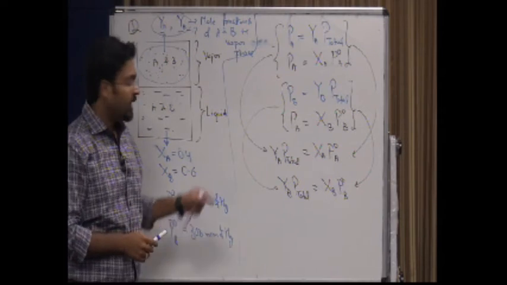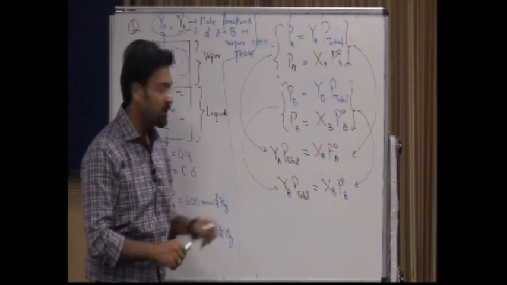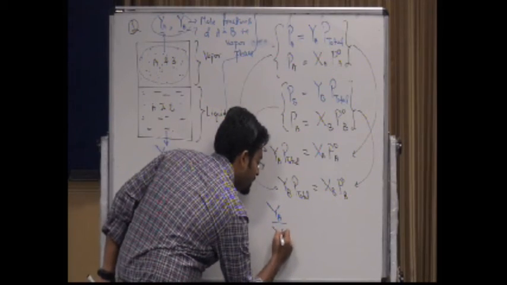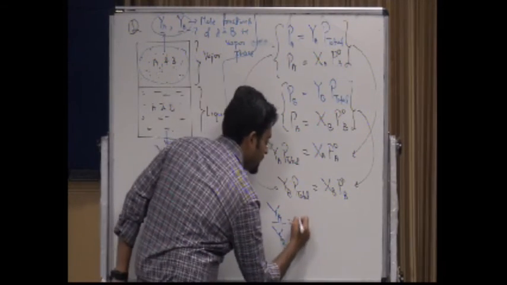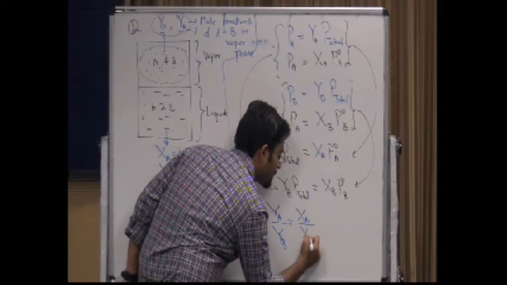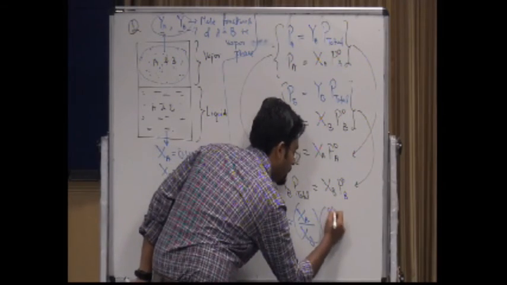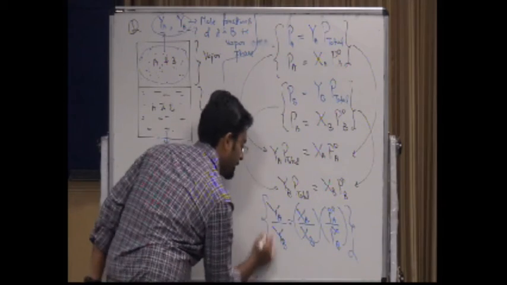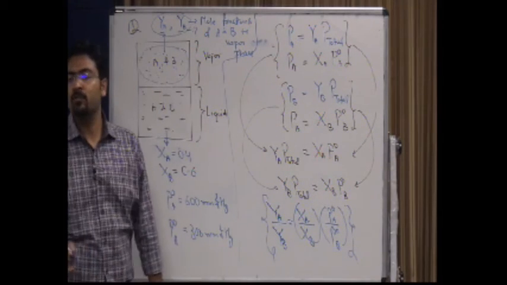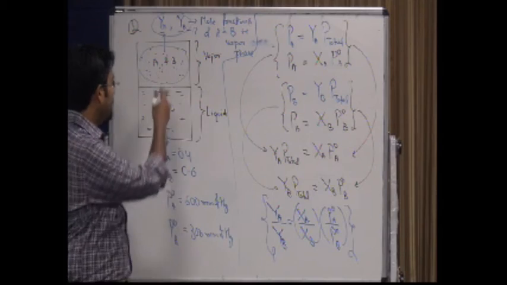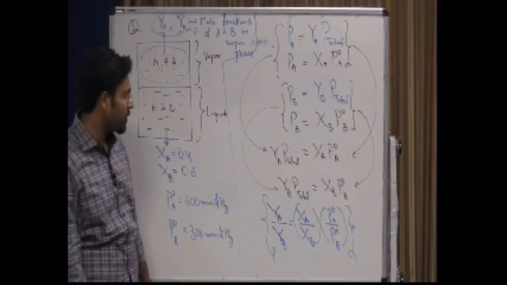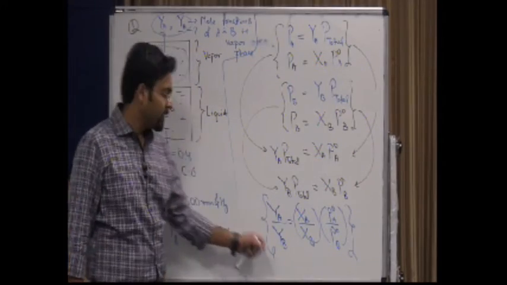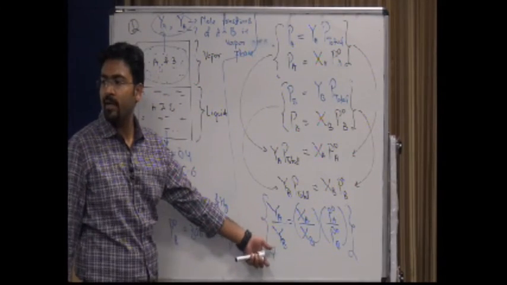Got it? If I divide these two equations, what I will get is Ya upon Yb, this P total will cancel, is equal to Xa upon Xb into P naught A upon P naught B. Now this is a pretty good relation which helps to solve this question very easily, because you know the values of Xa and Xb, you know the values of P naught A and P naught B, so you'll be able to get the ratio of Ya and Yb.